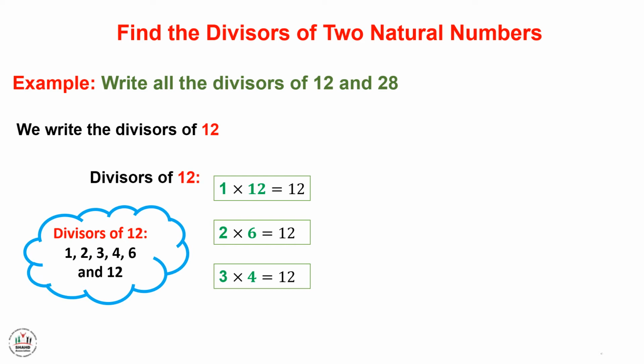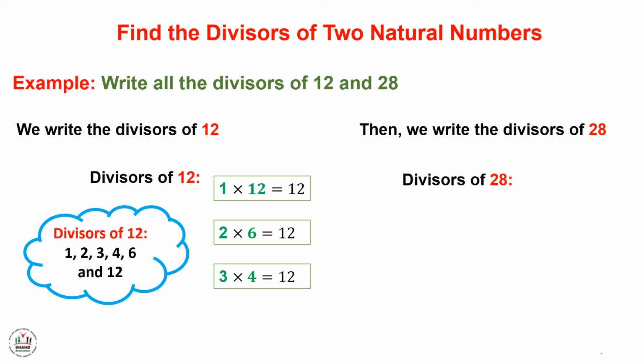Another example. We move on to find the divisors of 28, because the question asks us to find all divisors of 12 and 28. Are there any more numbers I can multiply together to give me 12? No more. So then we write the divisors of 28. Divisors of 28. 1 times 28 is equal to what? Is equal to 28. So 1 and 28 are divisors of 28.